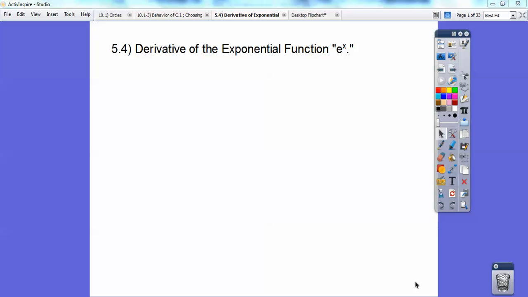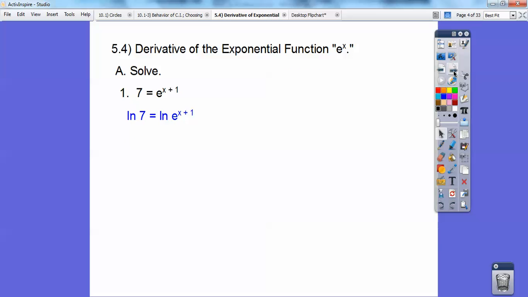Okay guys, this calculus lesson is on the derivative of the exponential function e to the x. Let's go ahead and do some algebra 2 skills first, you guys. Solve this: 7 equals e to the x plus 1. On this one I'm going to natural log both sides because natural log is base e. So natural log of 7 equals natural log of e to the x plus 1.